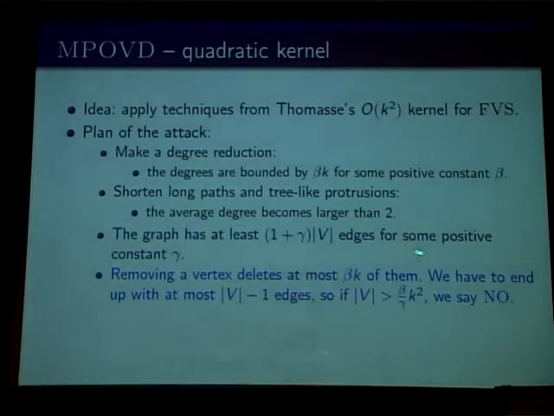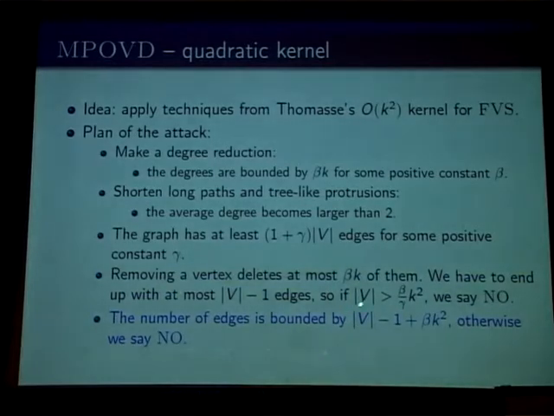So removing a vertex can delete at most beta k edges. In order to delete, we have to end up with at most the number of vertices minus 1 edges, because the ending graph has to be a forest. So we have to delete gamma v edges, but each of the k vertices we remove can remove at most beta k edges. So if v is larger than this number, we can immediately say no, because the counting of the edges will say that we cannot end up with a forest.